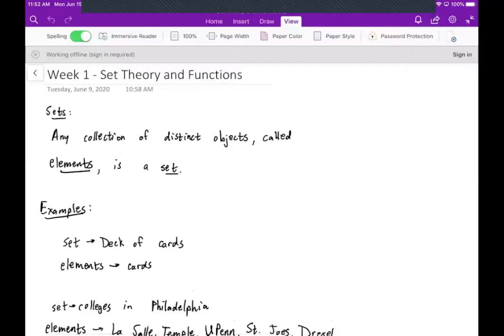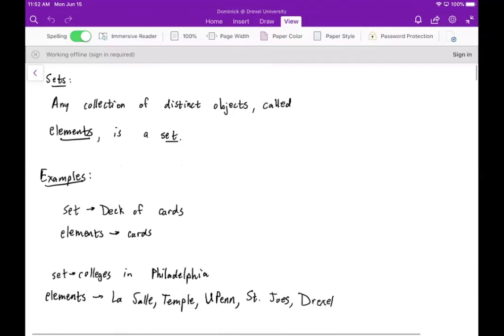Okay, guys, welcome. Today we're going to talk about sets. Now, first, we'll start with the definition of sets, and that's that if you have any collection of distinct objects, which we call elements, we refer to them as a set. We refer to the collection itself as a set.